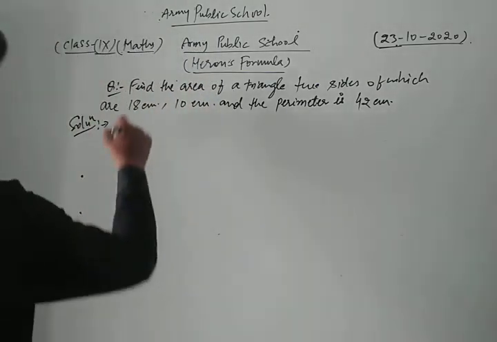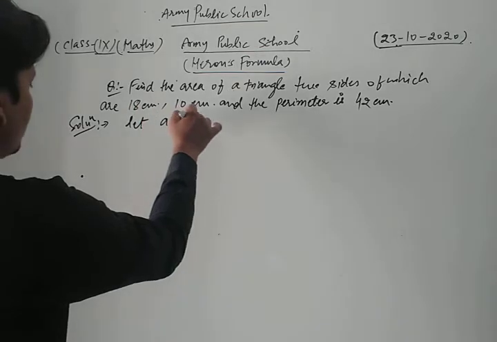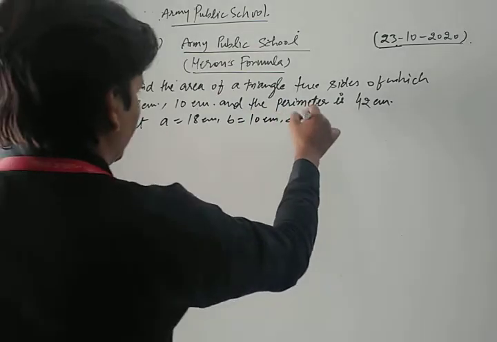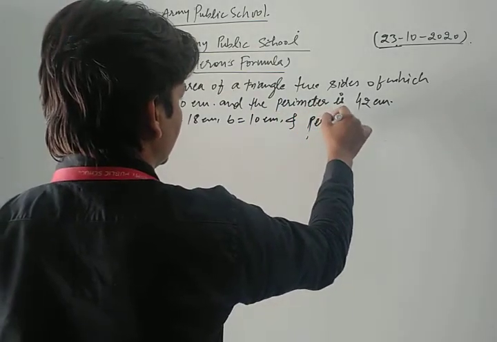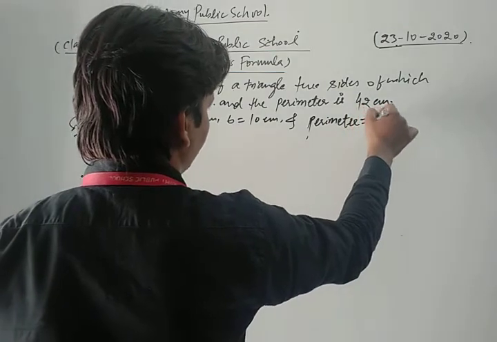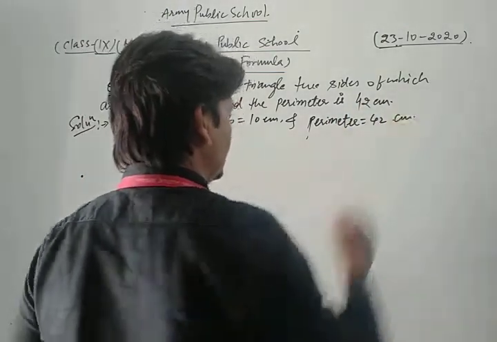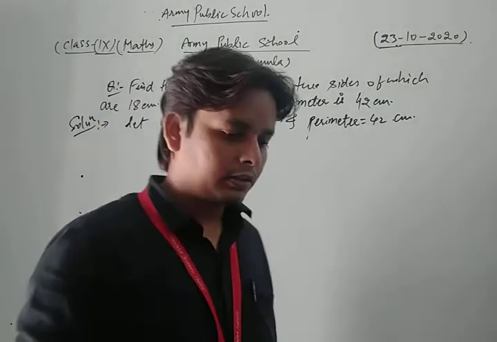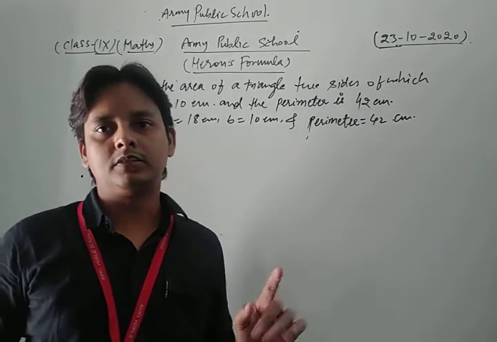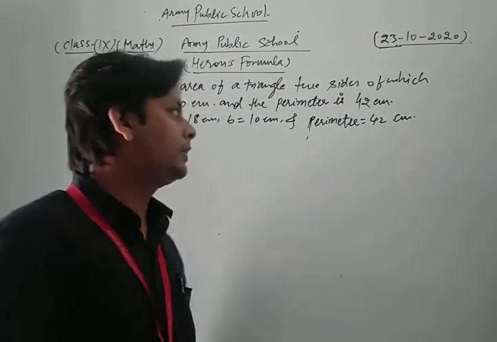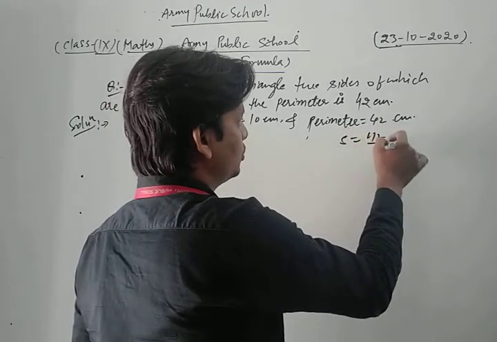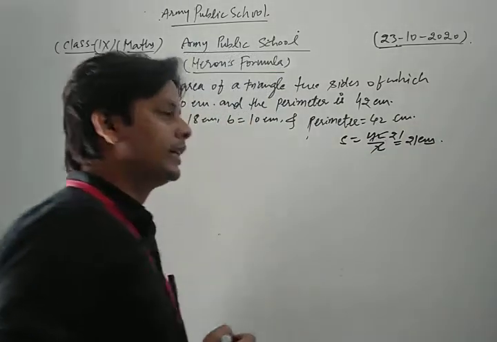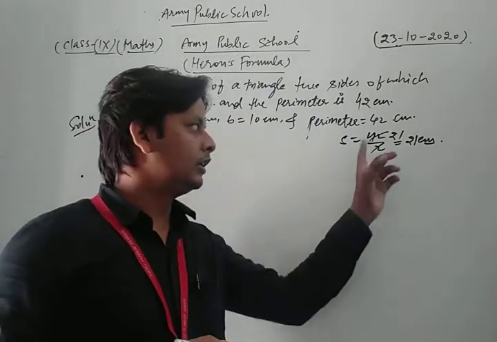Now look, let A be 18 centimeter, second side B is 10 centimeter, and the perimeter is given as 42 centimeter. Listen, first of all, we find the third side, because without the third side we can't find the area of triangle ABC with the help of Heron's formula. The semi-perimeter S is 42 by 2, which is 21 centimeter.